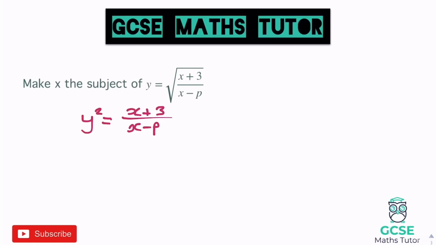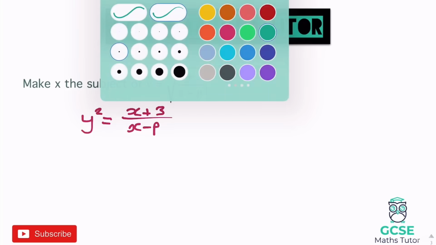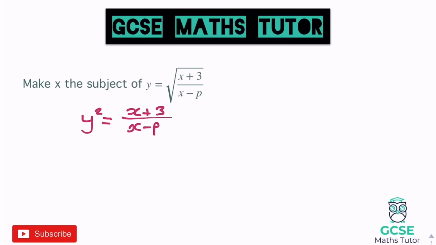Now again, we've still got a fraction involved, so we need to get rid of this denominator. So whatever's on the bottom there, we're just going to times both sides by what's on the bottom. I'm going to stick it in a bracket because it's easier for me to move it. So x minus p, and times the other side by x minus p. Okay, so we've got y squared, brackets x minus p, equals x plus 3.